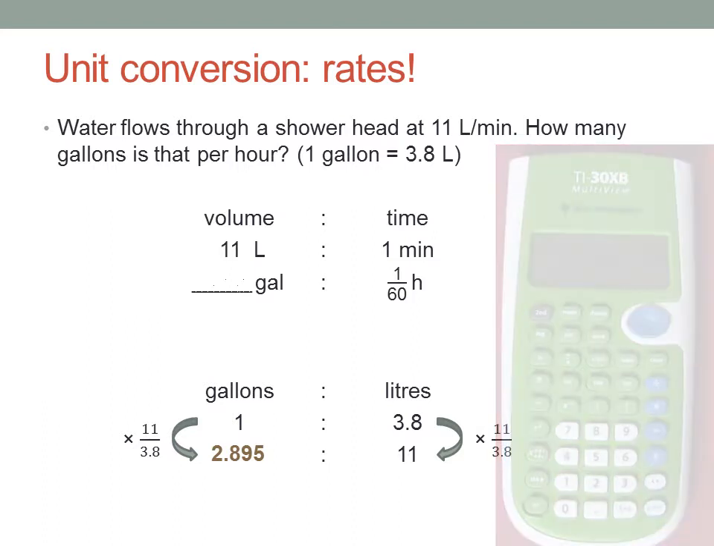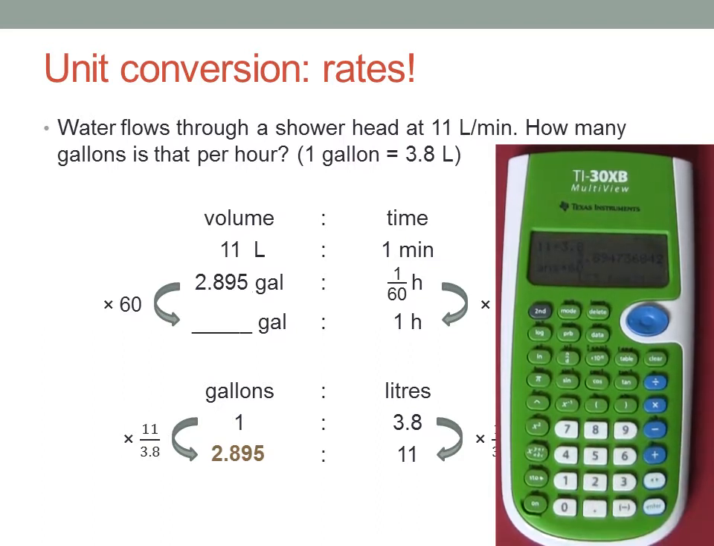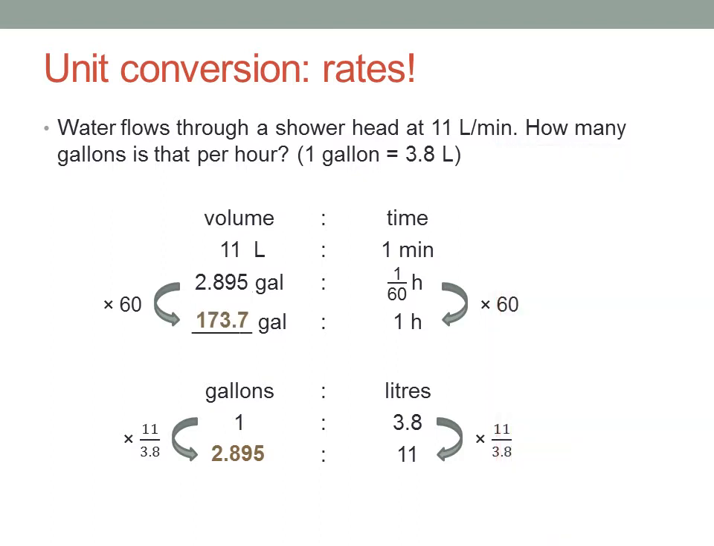Let's put our answer back up the top. 2.895 gallons in 1/60th of an hour. I need 1 whole hour, so I need to multiply by 60. So on my calculator, I just type times 60 without clearing first. This avoids any rounding. So in 1 hour, 173.7 gallons flows. Again, I don't know how many decimal places I need. The number in my question has 1, so let's leave it as 1 here. 11 litres per minute is the same as 173.7 gallons per hour.